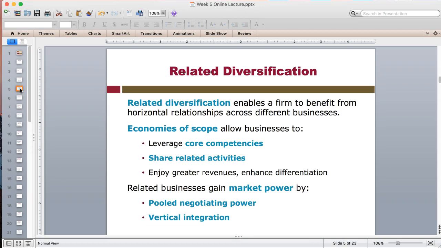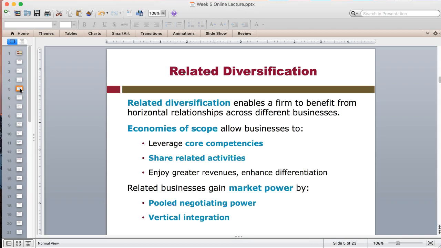Another way that you can benefit from a related diversification is through economies of scope. And what that means is that, well, I'll give you a specific example on a project I'm working on. Endeavor, which is a major oil company, just got bought by Marathon, which is another major oil company. And they are geographically actually pretty well suited because Marathon's on the East Coast and Endeavor's on the West Coast.